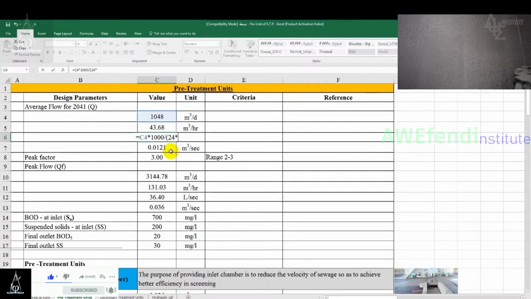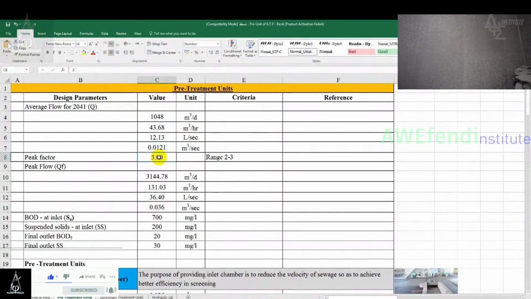times 60 times 60 to convert to seconds. We get this figure. We can get the flow in cubic meter per second by dividing this cell by 1000.